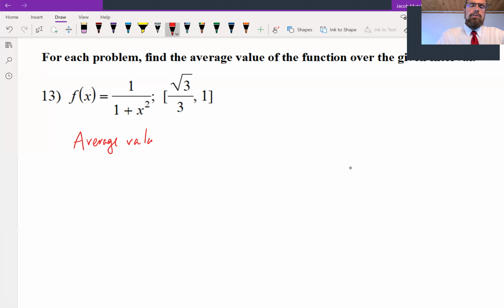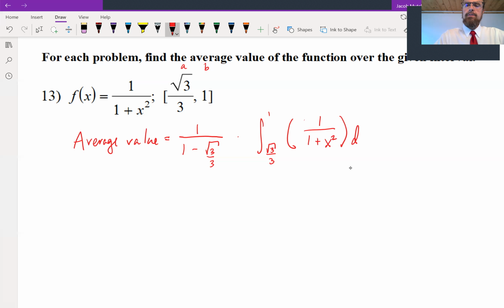So for this function, that's going to equal 1 over my a and b are, one's very simple, 1, but the a value is square root of 3 over 3. So that's 1 minus square root 3 over 3 times the integration from the square root of 3 over 3 to 1 of this fraction 1 over 1 plus x squared dx.